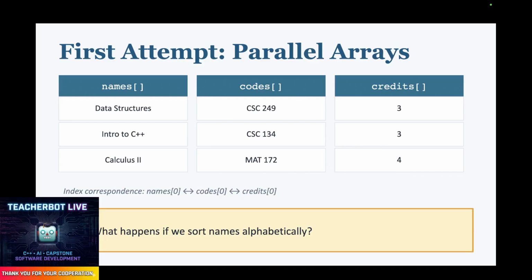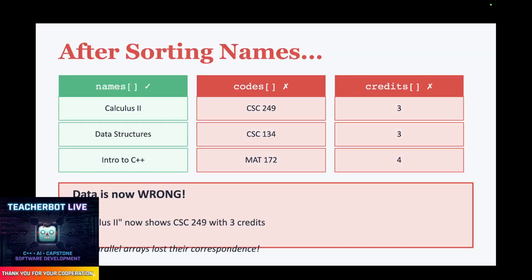All well and good. What if we then decide we want to sort the information? We have a problem. When you sort, and you may have seen this in Excel, if you just sort one column and you don't sort the others, suddenly now calculus is called CSC 249. That's wrong. This data is simply incorrect. So when you just store information in order, you can't change the order, which means you can't sort it, which we'll find is a real problem. Being able to sort your data makes it much easier to search through it.